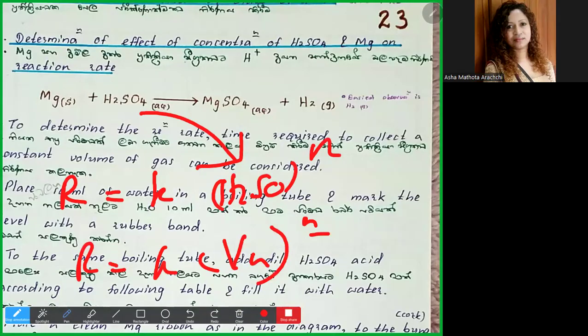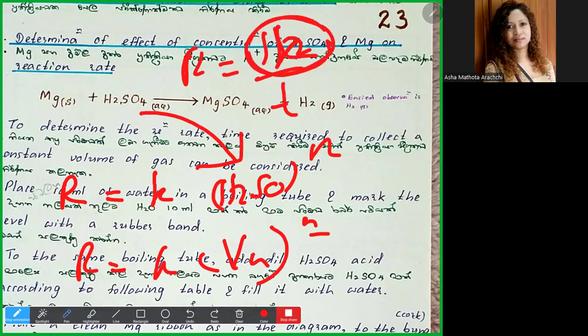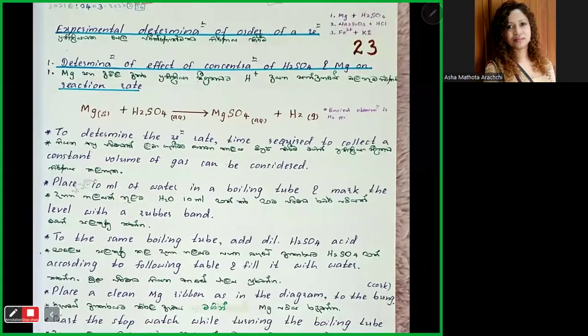Then the second equation, R equals H2 divided by time. But H2 is again constant, so I'm writing K over t. From that, I'm deriving the same way that you derived first, second, third, fourth order. Same way you derive the equation here. Understood? Is that easy? So let's write.